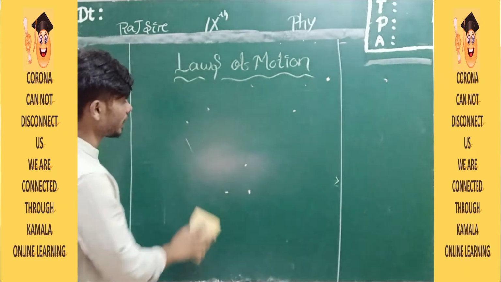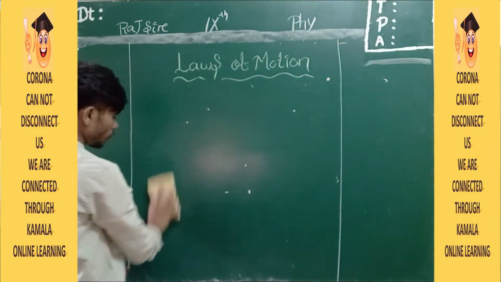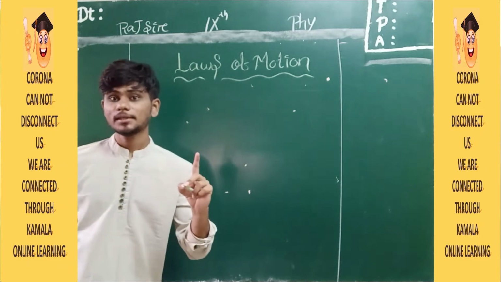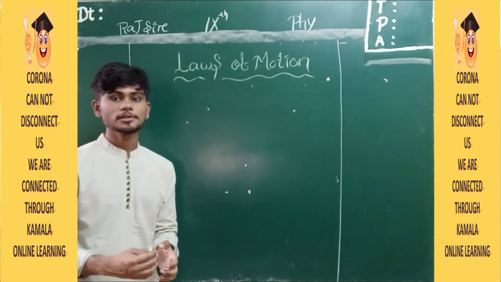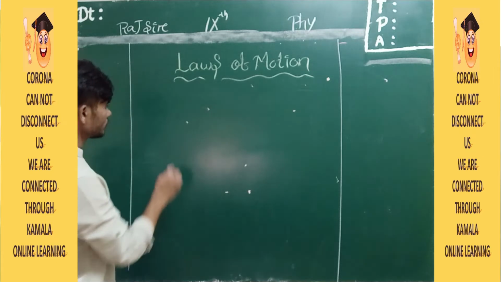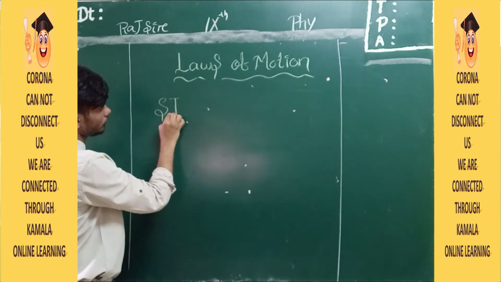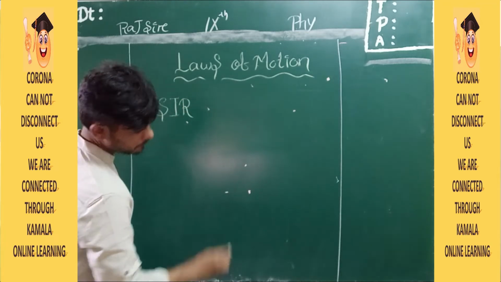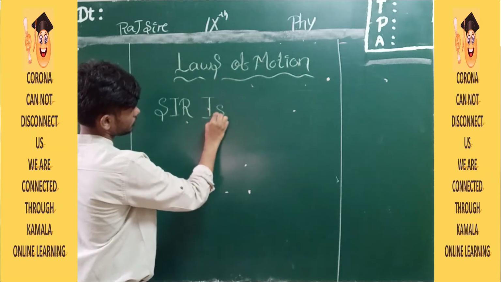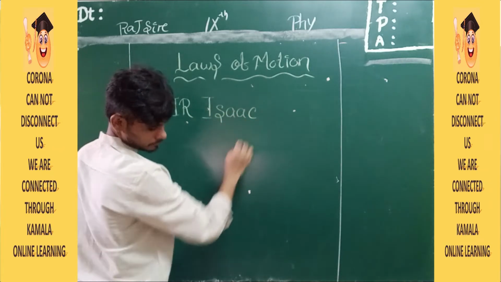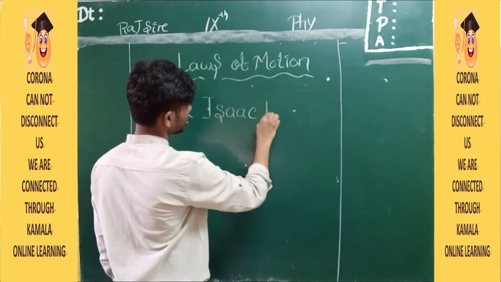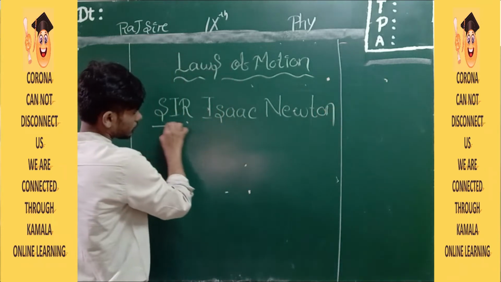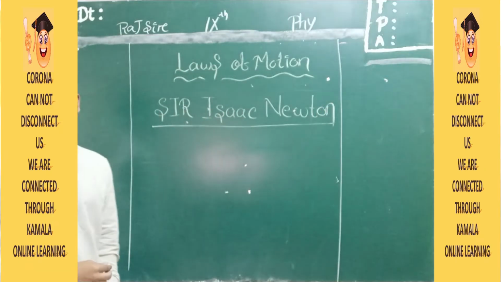This was the brief history which we have spoken about throughout the class. Now we will speak about the first law of motion, provided by our famous scientist, Sir Isaac Newton. So let me write his name. First we pronounce his name as Sir because he is a universal teacher. Then I will write his name, Isaac Newton. Sir Isaac, the most famous scientist.